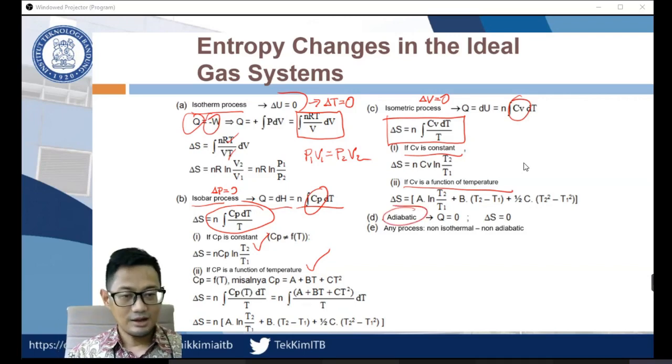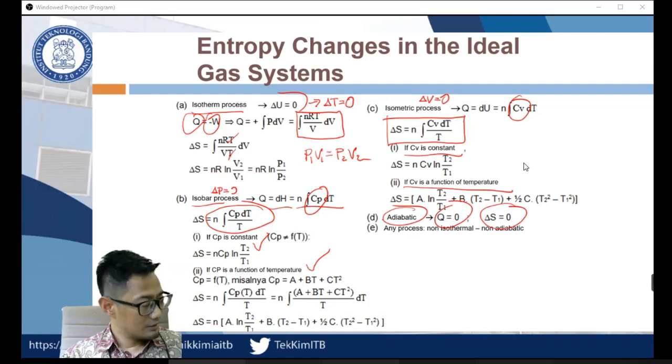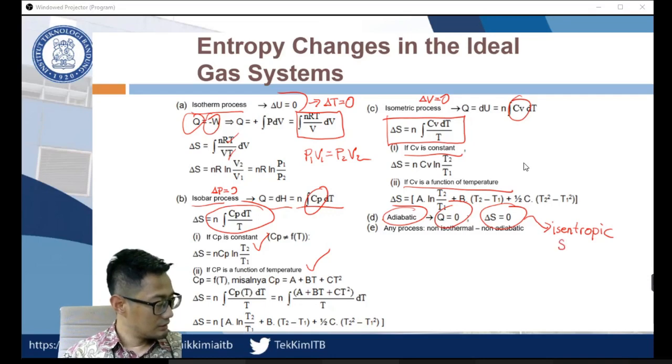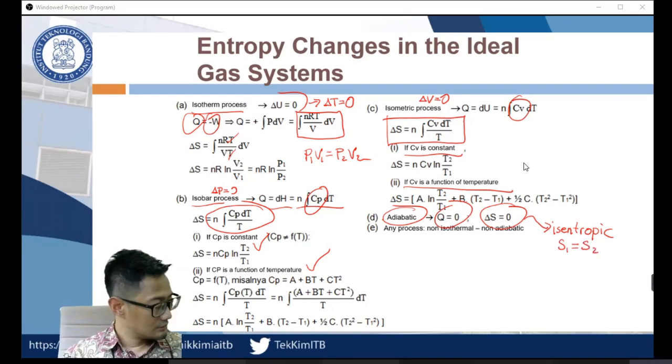This is very simple because for adiabatic, the heat should be equal to 0. If the heat equals 0, for sure entropy change will be equal to 0. Because this is the condition when we consider it as isentropic condition. Isentropic condition is when the initial entropy is equal to the final entropy. So delta S12 is equal to 0.